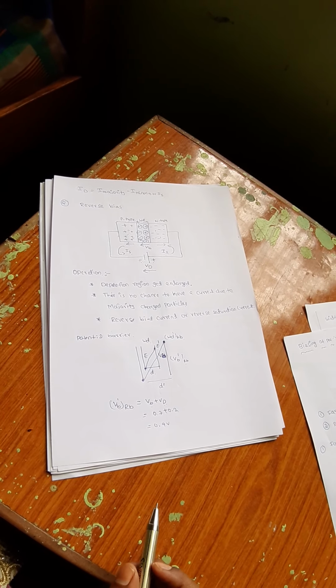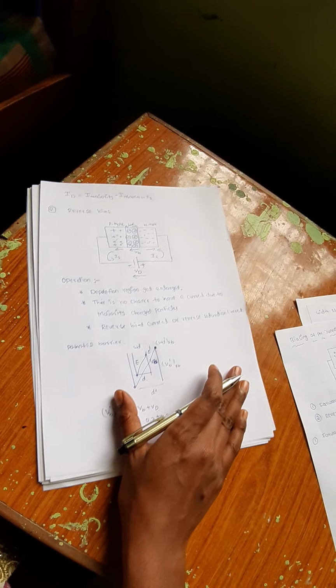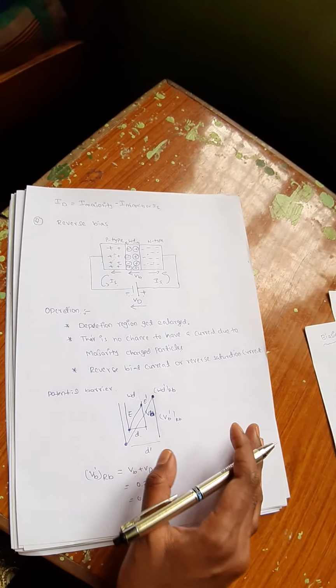In the next class, we will see the symbol for the diode, the PN junction semiconductor diode.